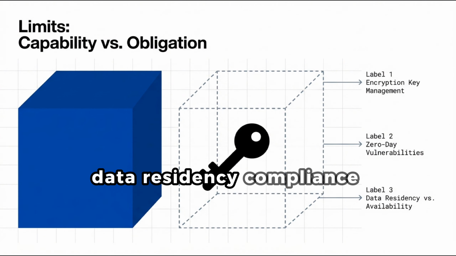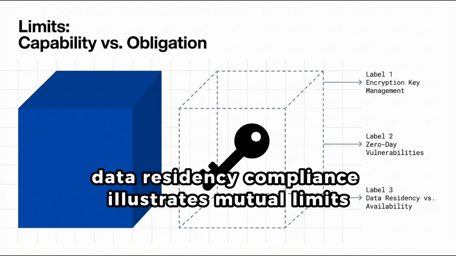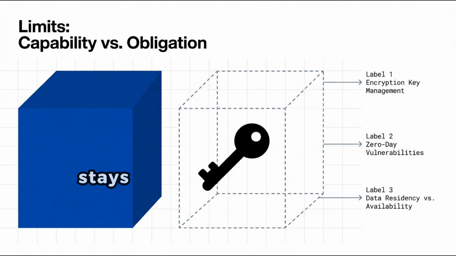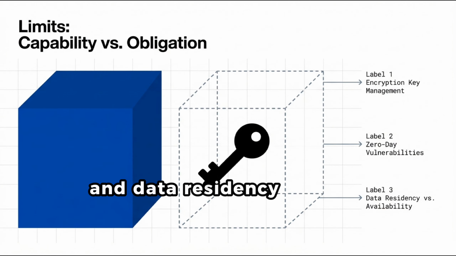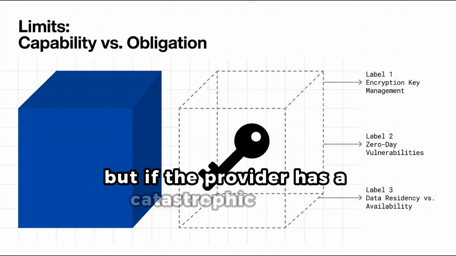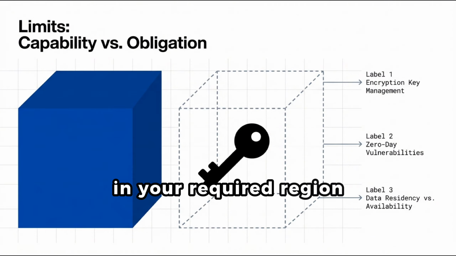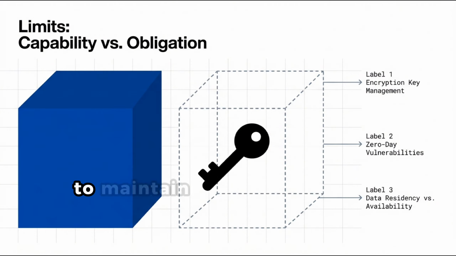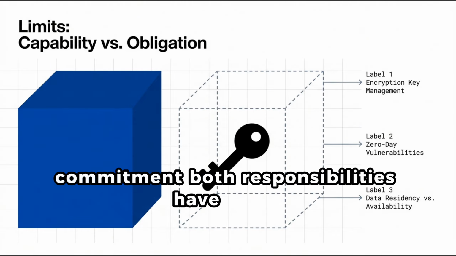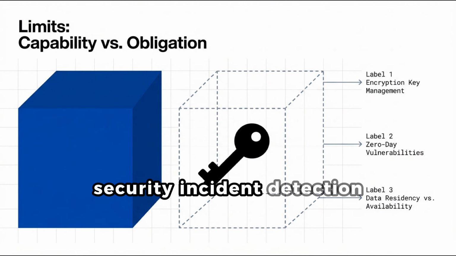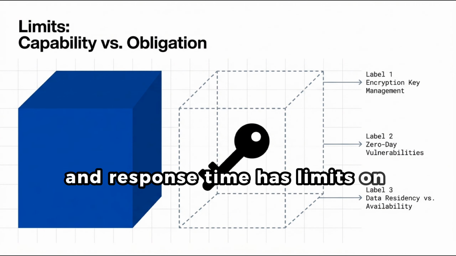Data residency compliance illustrates mutual limits. You're responsible for ensuring your data stays in approved geographic regions for compliance. The provider offers region selection and data residency controls. But if the provider has a catastrophic failure in your required region, they might fail over to another region to maintain service availability. They've broken your data residency requirement, but they did it to fulfill their availability commitment. Both responsibilities have limits.